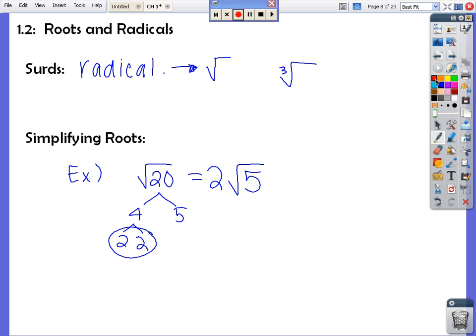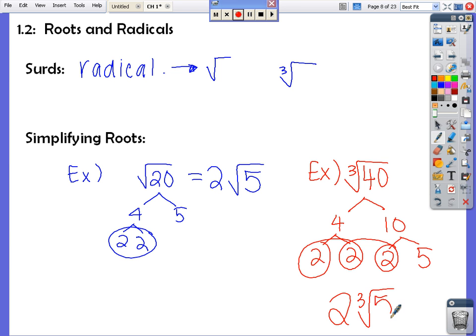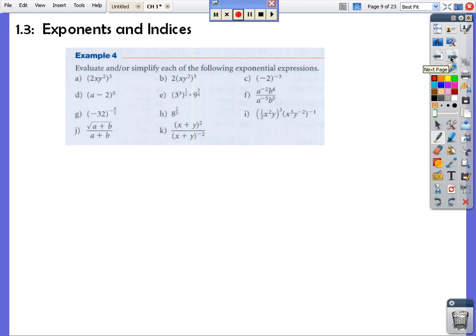If you wanted to do a little bit harder one, example here would be the third root of 40, let's say. So 40 would be 4 and 10. It would be 2 and 2. 10 would be 2 and 5. Since it's a third root, you need 3 of them to come outside, and whoever's left over would have a third root.